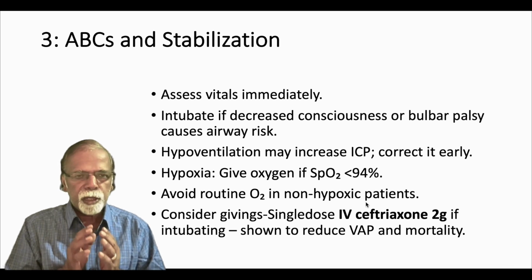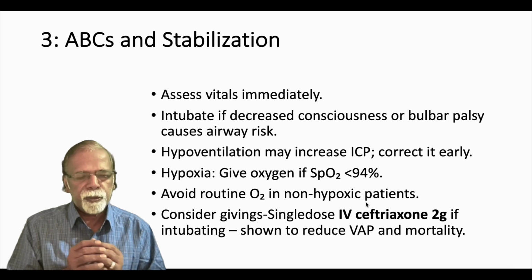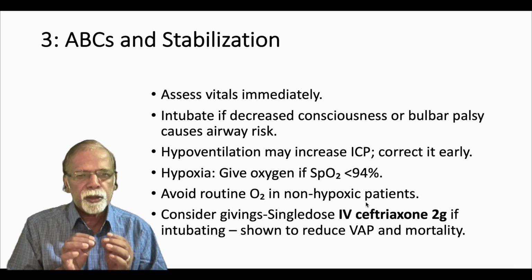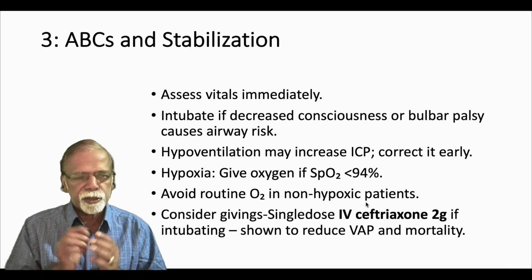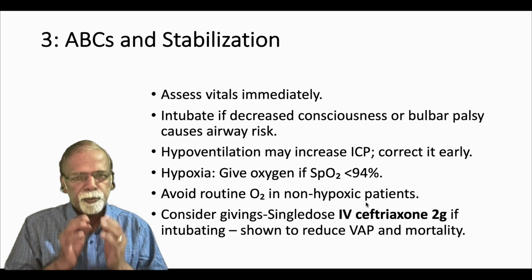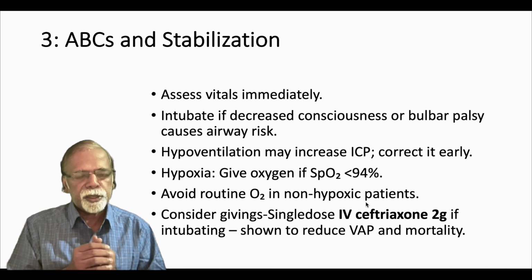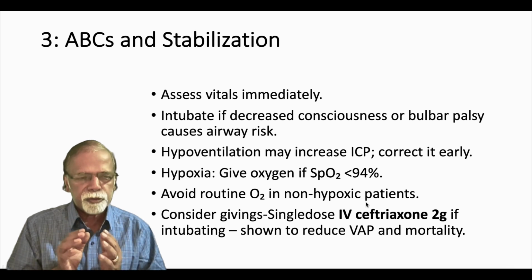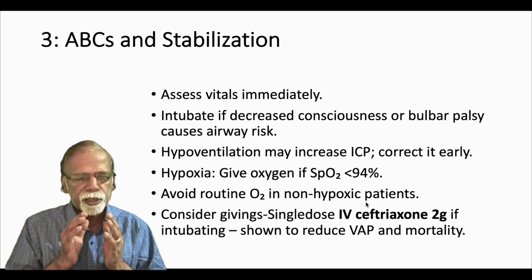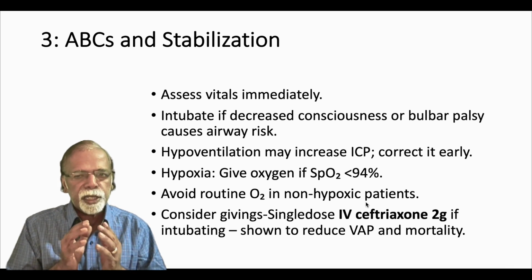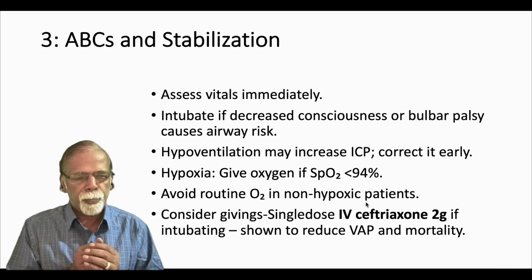Now we go for the stabilization. Assess the vitals immediately. Early intubation if there is decreased consciousness, bulbar dysfunction, and airway is at risk. Hypoventilation may increase intracranial pressure, and so this should be corrected. See that the SpO2 is more than 94. Oxygen is given if SpO2 is less than 94. Avoid oxygen routinely in non-hypoxemic patients.